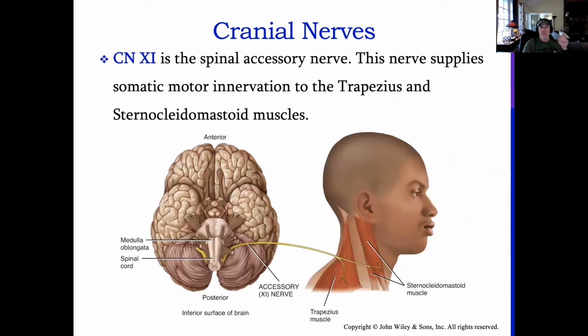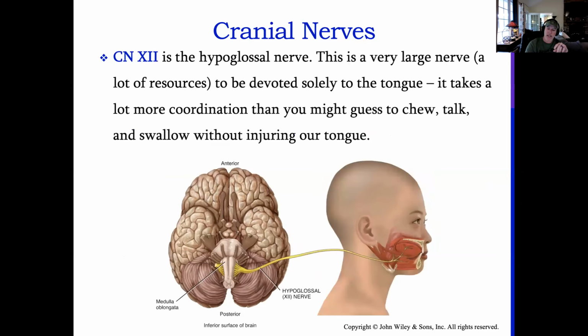Cranial nerve 11, the spinal accessory, or you'll sometimes just hear it called the accessory nerve. It is controlling motor function to two sets of muscles, the trapezius muscle and the sternocleidomastoid muscle. And then one of the biggest cranial nerves in the body is cranial nerve 12, which is the hypoglossal nerve.